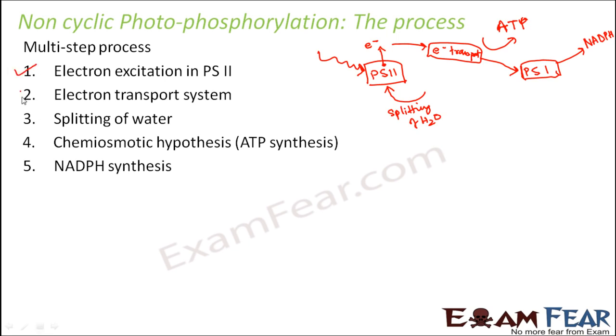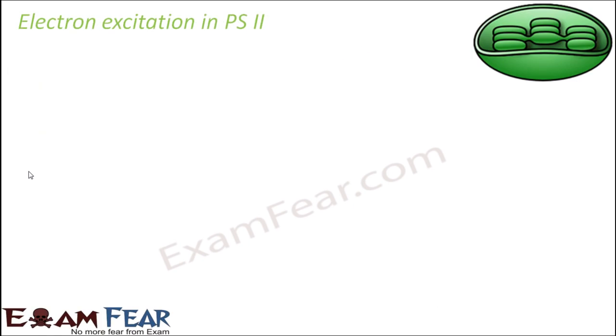Now these are the steps which altogether complete the process of non-cyclic photophosphorylation. So we will start discussing each step in detail one by one. We will start with the first step, that is electron excitation in PS2. How the electrons get excited in PS2.